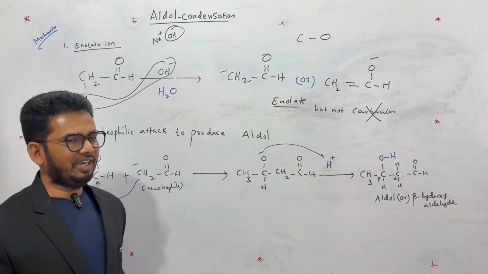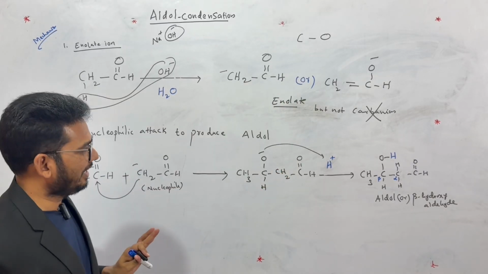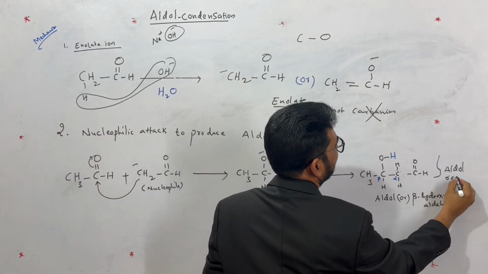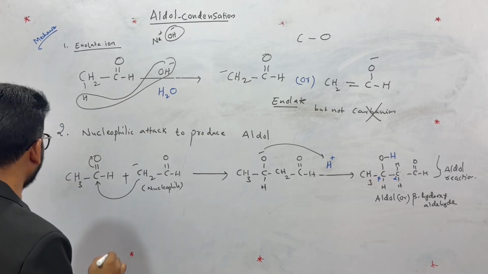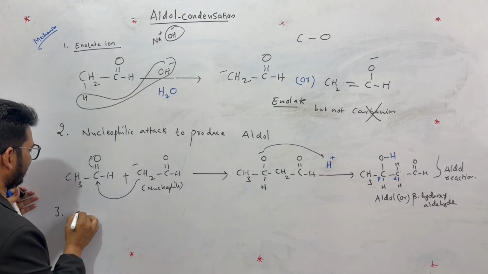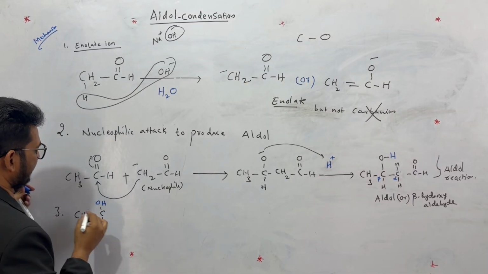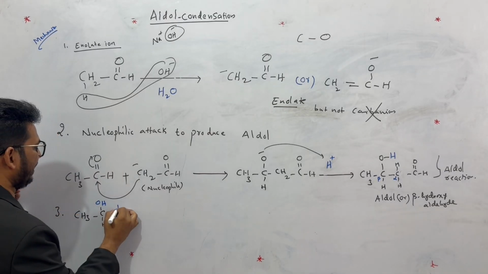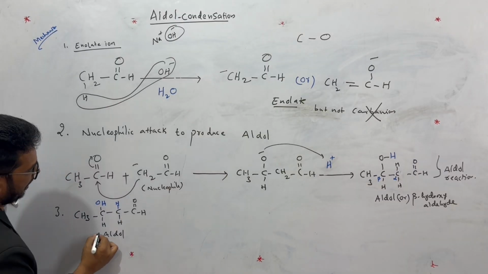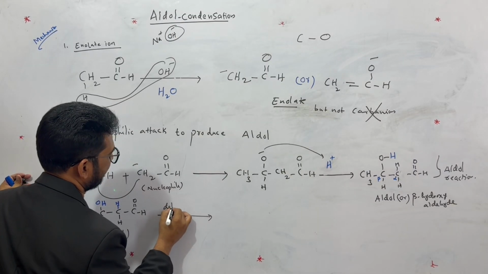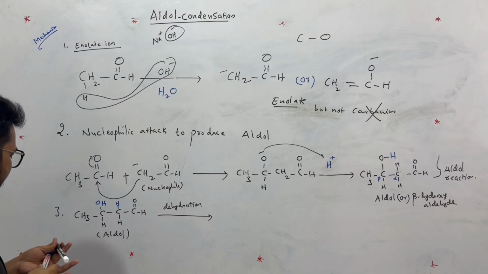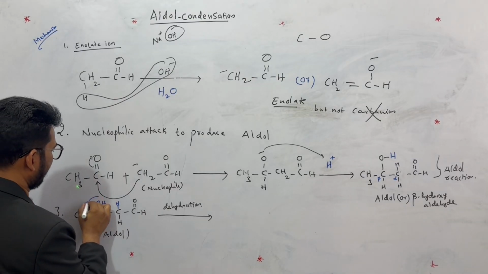Up to here we call it the aldol reaction, not the condensation reaction, only the aldol reaction. In the third step, as I told initially, it undergoes dehydration. I will write the same aldol product, CH3, CHOH, CH, CHO. This is the aldol. The aldol undergoes dehydration. Remember that. Dehydration means it loses a water molecule.